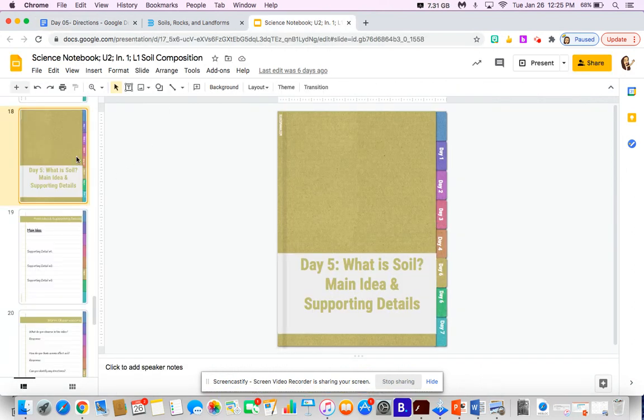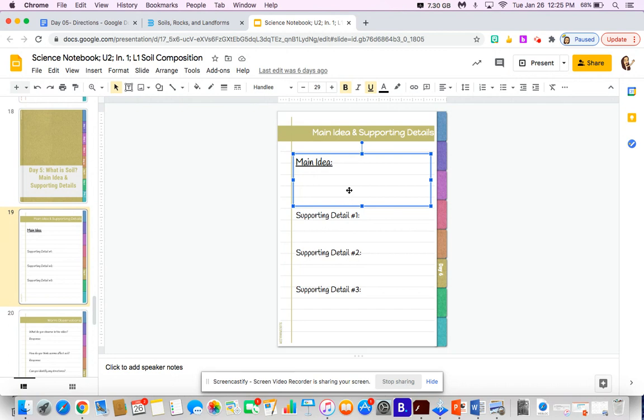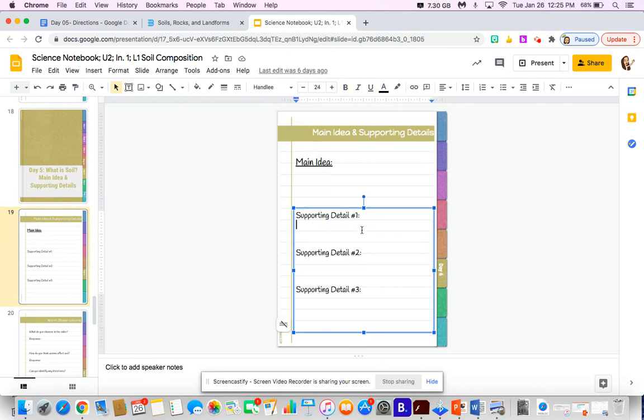details. So here is day 5 in our science notebook, and here is slide 19. So you're going to be writing the main idea in this text box based on the reading. If you need to go back to the reading, you most certainly can to figure out the main idea, and then fill in 3 supporting details. So you'll be writing detail number 1, 2, and 3 next to these words.